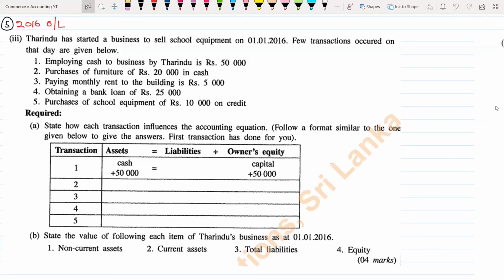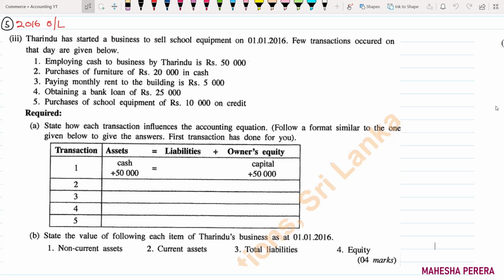Start with 2016 O-level paper. Right, now this is question number 5, Roman figure 3. So this question tests your knowledge of accounting equation, right? And also knowledge of accounting elements and related calculations. Okay, so this means chapter 4 and 5, right? Chapter 4 and 5, grade 10 syllabus.